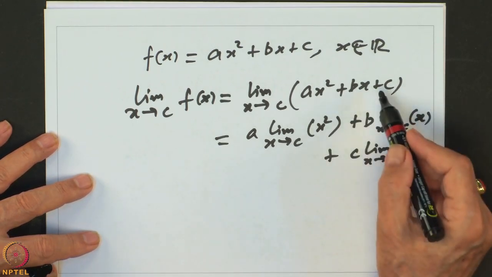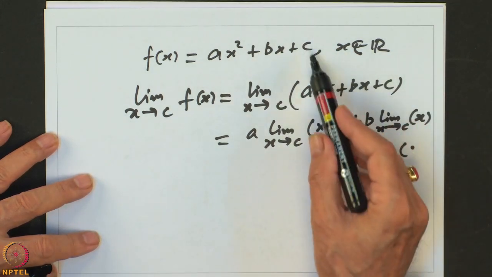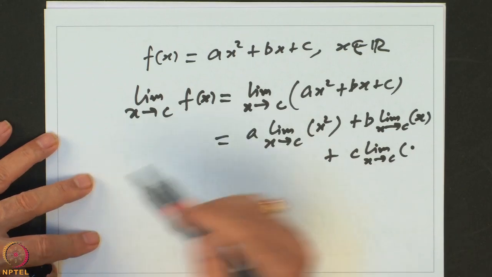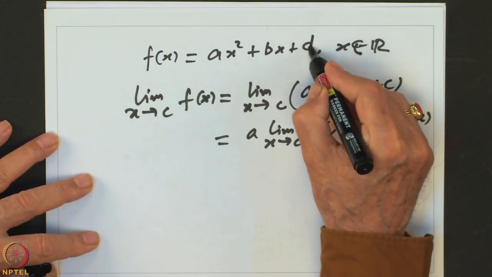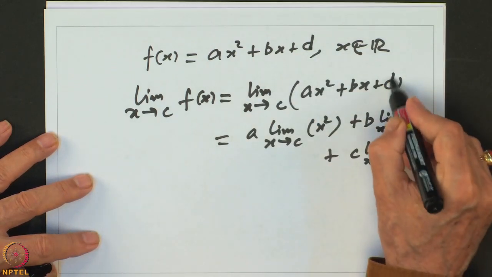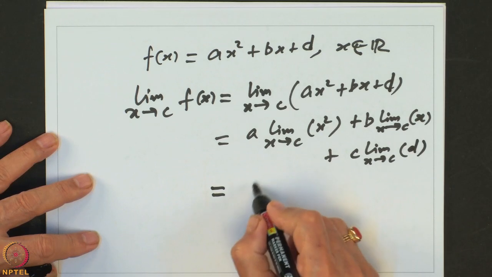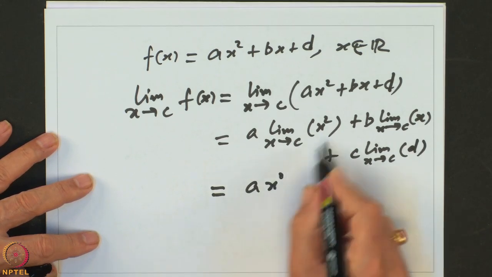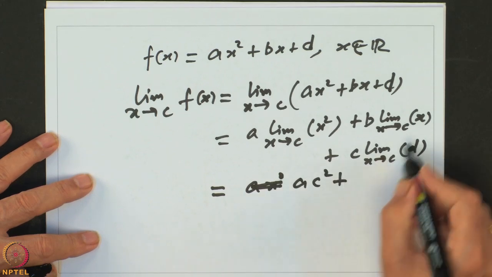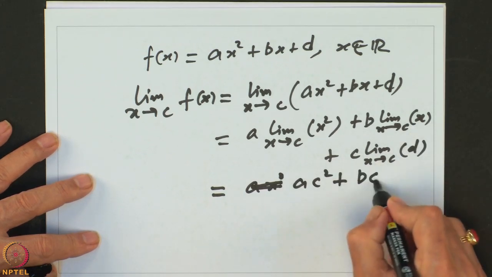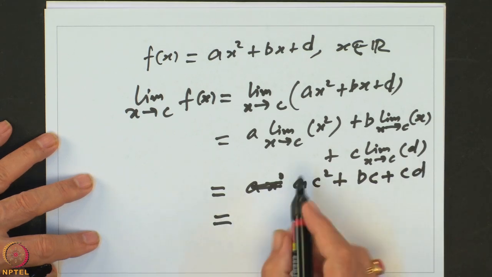Okay, this is a confusion. Let me change this constant to something else, because the same c is appearing. One should be careful in notations. So, let us call it d. Then this is the limit of d. So, that will be equal to a c square plus b c plus the limit of d.